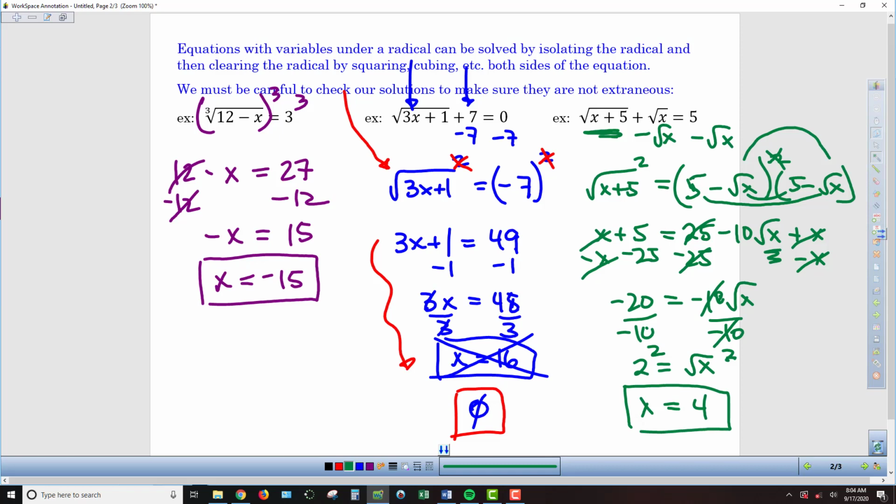And so now we should definitely go back and check to make sure that this answer works. Didn't seem like there were any red flags, but it's always a good step to take here on these radical problems. So if I plug in 4 here, 4 plus 5 is 9, the square root of which is 3. Plug in 4 here, the square root of 4 is 2. 3 plus 2 equals 5. It indeed checks out, so we have confidence that our answer is correct.